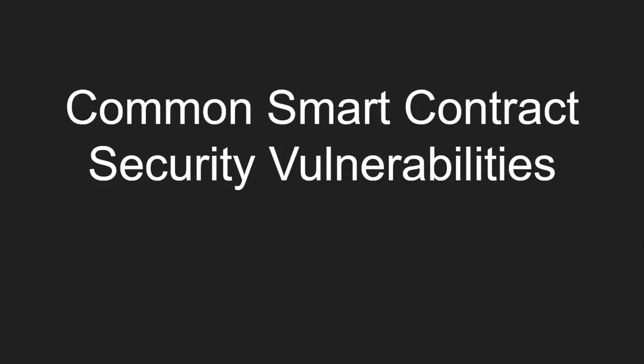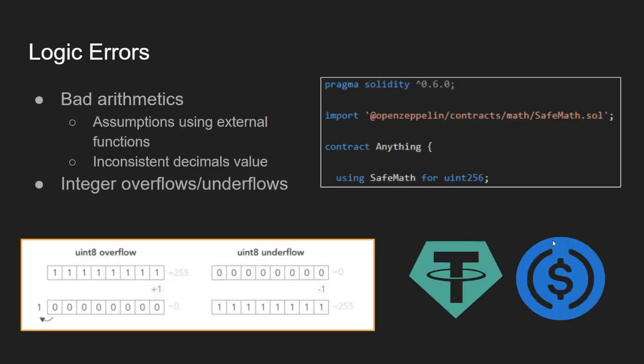This video is going to be about the common smart contract security vulnerabilities. So, first category is basic logic errors. This includes bad arithmetics. So, for example, not all ERC20 tokens have the same number of decimals. By default, they have 18 decimals, but there's examples like Tether and USDC where they only have 6.